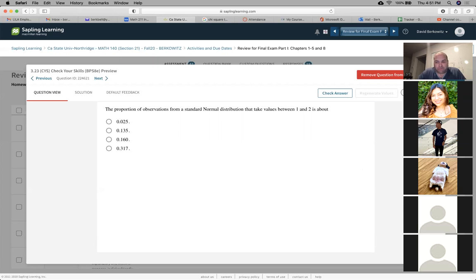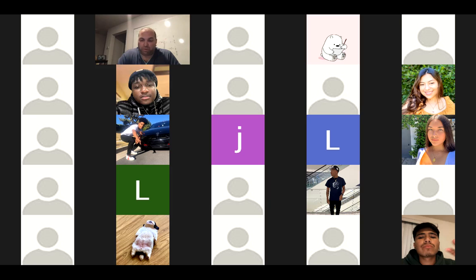Anyways, the proportion of observations from a standard normal distribution that take values between 1 and 2 is about what? What is the proportion of observations from a standard normal that's between 1 and 2? Go directly to the calculator. Do not pass go, do not collect $200. We want lower 1, upper 2, mean 0, sigma 1. We get an answer of 13.6%, 0.136. Not 0.135, 0.136, but you know, you give them a little leeway. They're under a lot of stress, these people. So, you know, if they're off by 0.1.